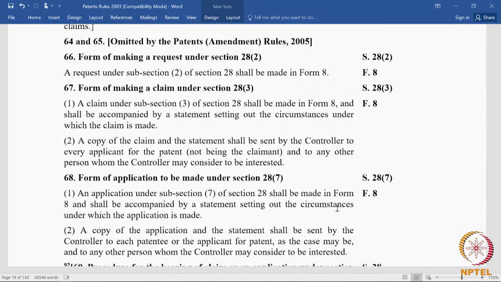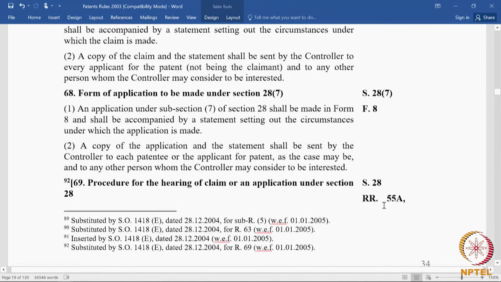67(2), a copy of the claim and the statement shall be sent by the controller to every applicant for the patent not being the claimant and to any other person whom the controller may consider to be interested. So, once in a 28(3) proceeding, he shall send a copy to all the parties interested, including every applicant and any party who may be interested.